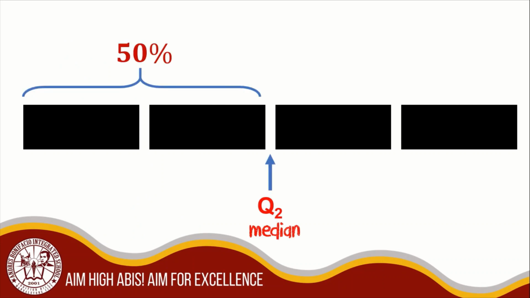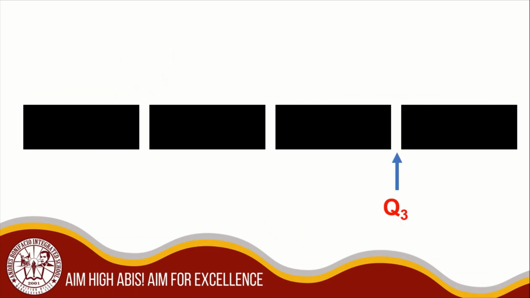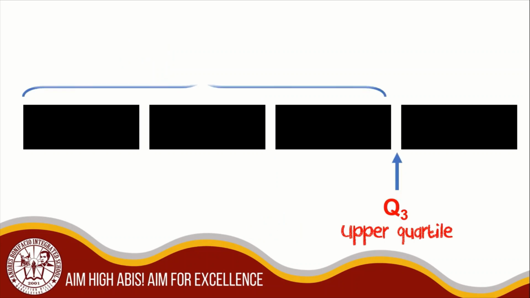50% of the data set is less than or equal to the second quartile, which is also the median of the given data set. And 75% of the data set is less than or equal to quartile 3 or the upper quartile. Ito naman ang median ng upper half of the given data set. Let us use these concepts in interpreting quartile values.